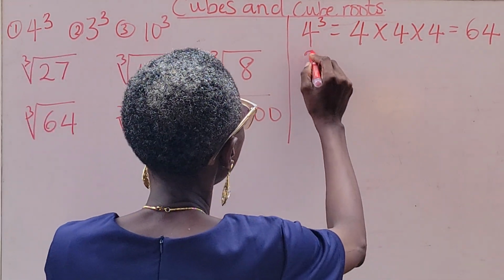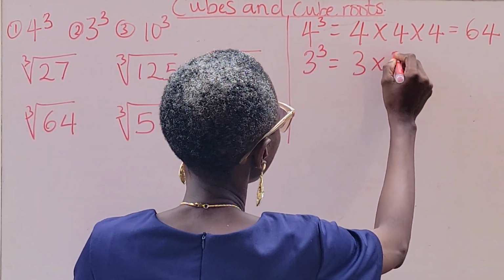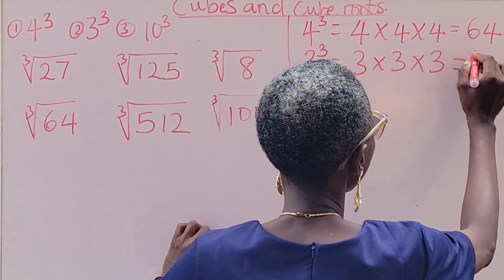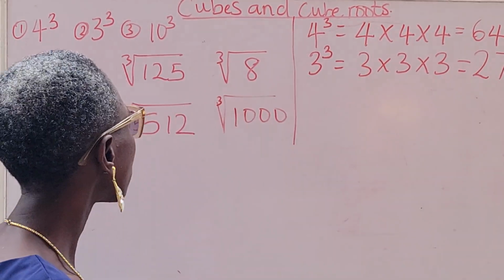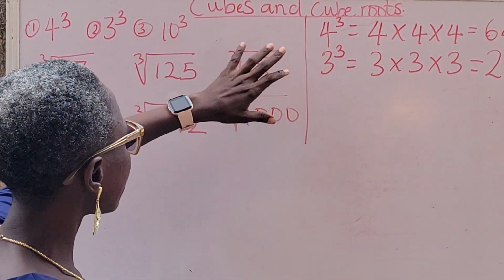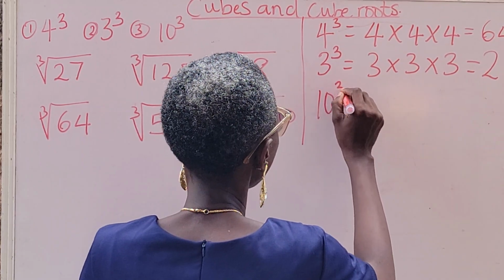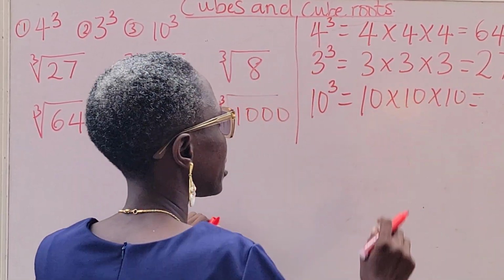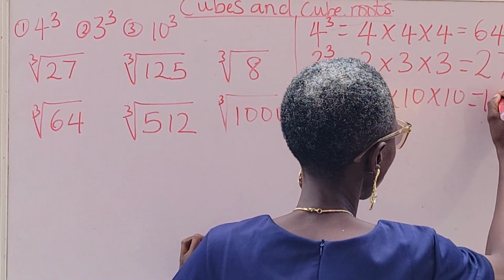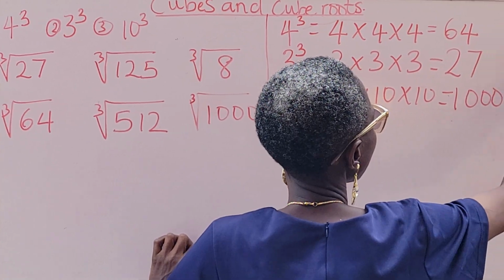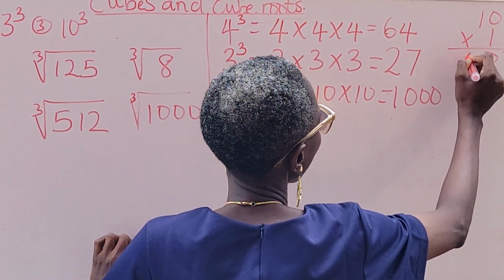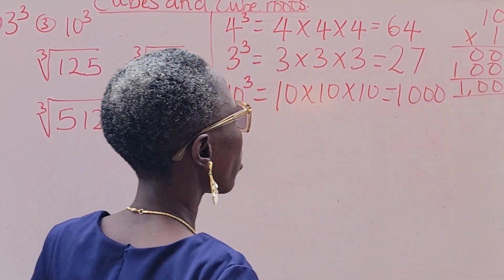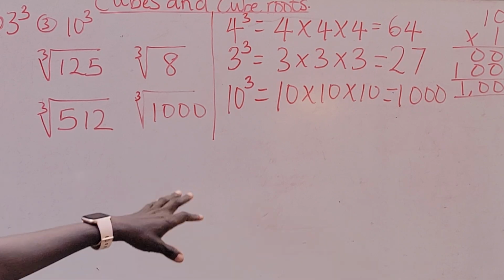3 raised to power 3 means 3 times 3 times 3. So 3 times 3 is 9. 9 times 3 is 27. Then 10 times 10 times 10. That's 10 raised to power 3. 10 times 10 is 100. 100 times 10 is 1,000. You can multiply yourself and you will get your answer. 1,000. So that is on cubes.